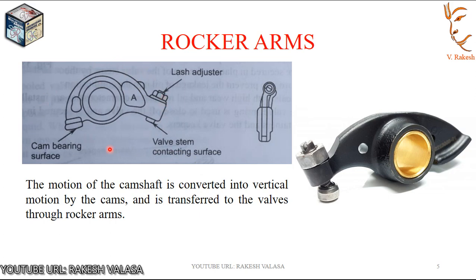The rocker arms are normally forged from carbon steel. The part that comes in contact with the valve stem is given a surface hardening treatment. Recently, rocker arms have been made from aluminum alloy or ceramic materials.